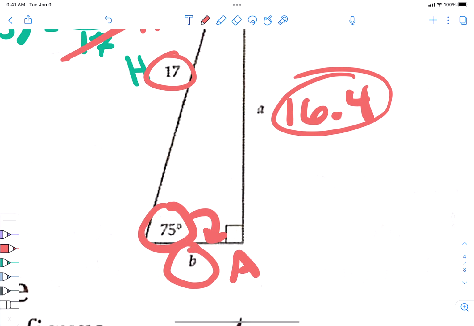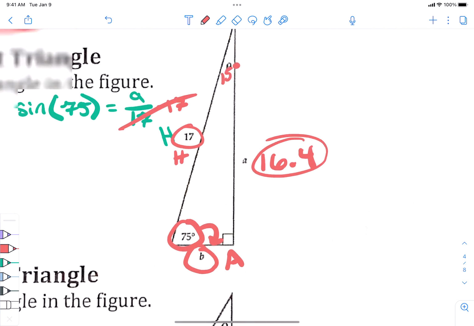B is adjacent. Okay, now we need one more side. Are we going to use the 17 or the 16.4? Use the 17 because 16.4 is rounded. So we want to do A and H.